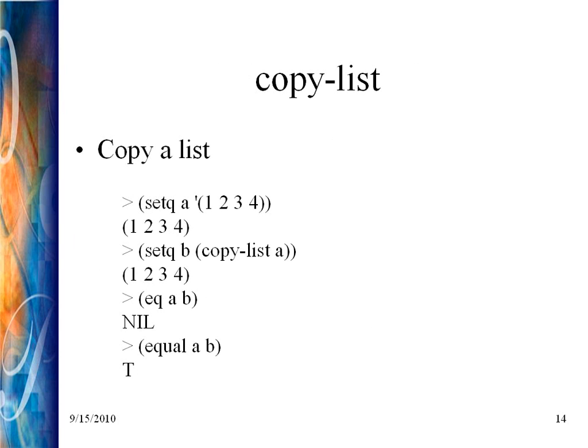Now, copying a list, there's a function copy-list, and it takes a list and it creates a new list with the same elements. And the 2 lists, here we have A equal to the first list, B equal to the copy-list. They are not EQ, they're not EQL, but they are EQUAL. EQUAL, when it compares lists, sees whether they have equal elements, and if they do, it returns T. These 2 lists have equal elements, but they are not the same list. And you'll see why that's important in a minute.